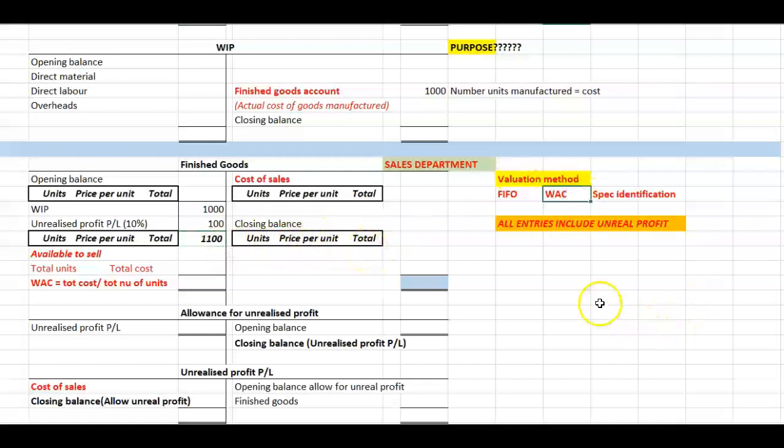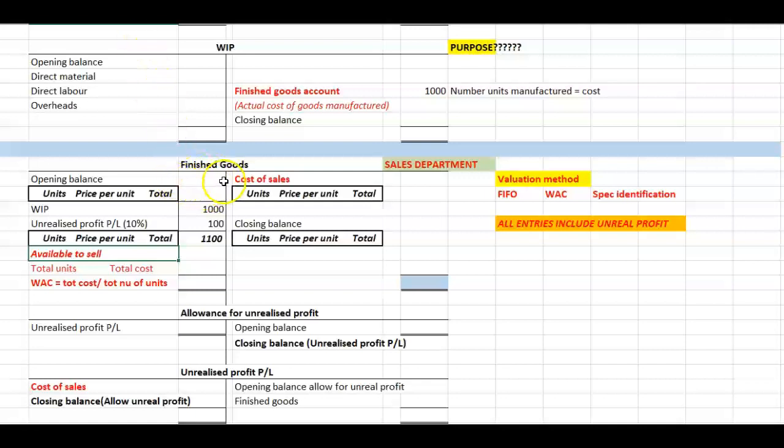If I've used WAC, what would I have done? Again, my opening balance would have been my units and a price, and then I would have transferred from my production area a number of units. The total cost there again is not going to be 1,000. The total cost there is going to be 1,100. I'm going to determine what was available to sell, which will be the units as at the beginning on hand, finished goods, plus the units manufactured. That is my total number of units which I had available to sell. What was the total cost of the units available to sell?